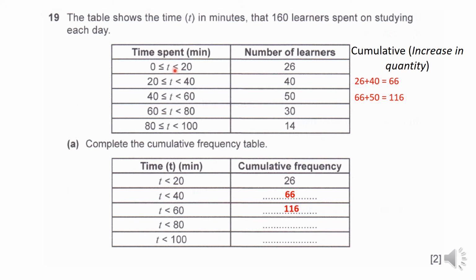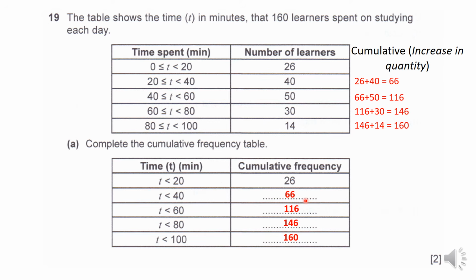Some of them have 5 minutes, they still fall within the given frequency. How many learners have spent less than 80? Again, you add 26 plus 40 plus 50 plus that 30, or 116 plus 30. And you should end up with 160, which is the given total of the data that you were given. 160 learners. You should end up with 160 learners. If your table is correct, you can now definitely go and plot this on a graph.